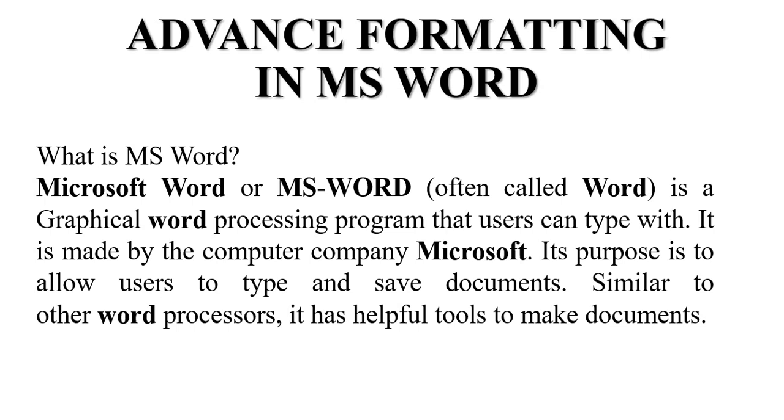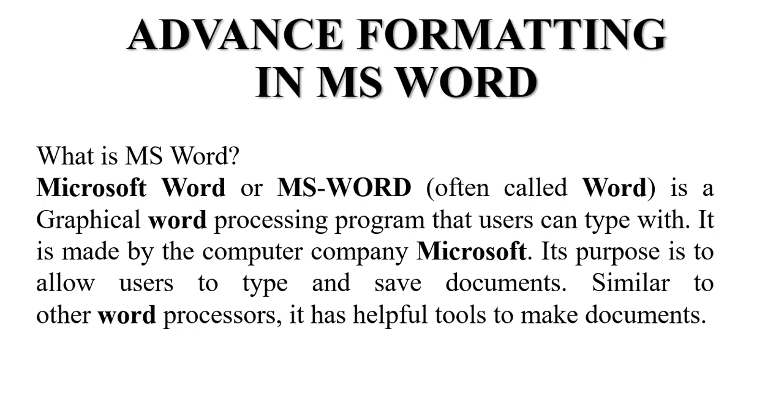So before we start formatting in MS Word, most of you, around 80% of you, have heard what MS Word is, but even for the 20% of the students, I want to explain it again. So what is MS Word? MS Word, or Microsoft Word, is a graphical word processing program that users can type with. It is made by a computer company called Microsoft. Its purpose is to allow users to type and save documents, similar to other word processors. It is a helpful tool to make documents.